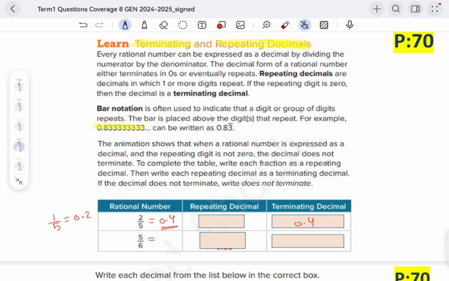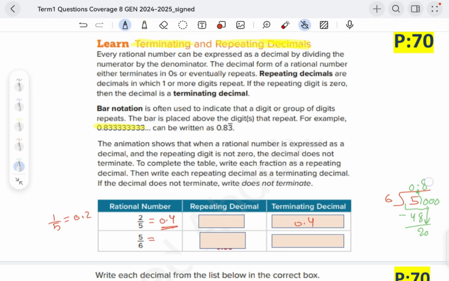What about 5 out of 6? You can use long division to divide 5 by 6. 5 divided by 6 is 0. So what we're going to do is add the decimal point, add zeros, and raise the decimal point up. Now take 50. 50 divided by 6 is 8. 8 times 6 is 48. Subtract, the difference is 2. Bring down the next digit, 20.